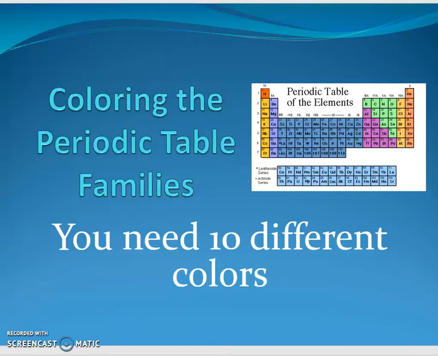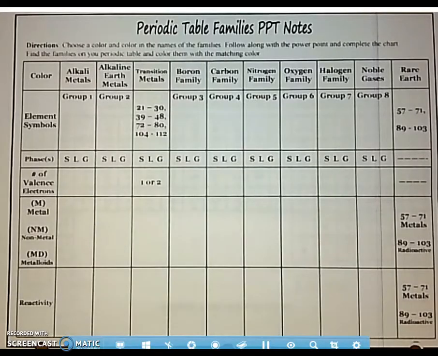Today we're going to be taking a closer look at the periodic table and the families that you find there and the characteristics that break them down into those families. I want you to pause this in just a moment, as you are going to need to make sure that you have one of these papers.